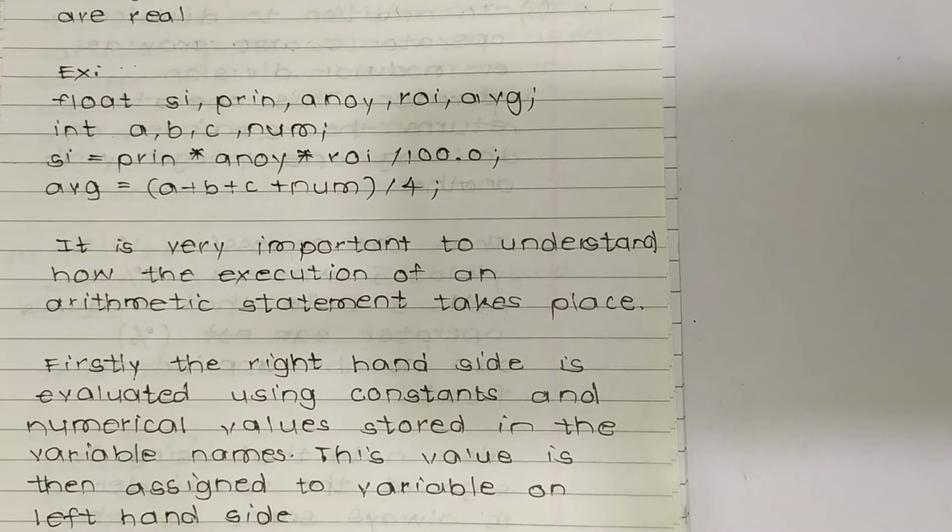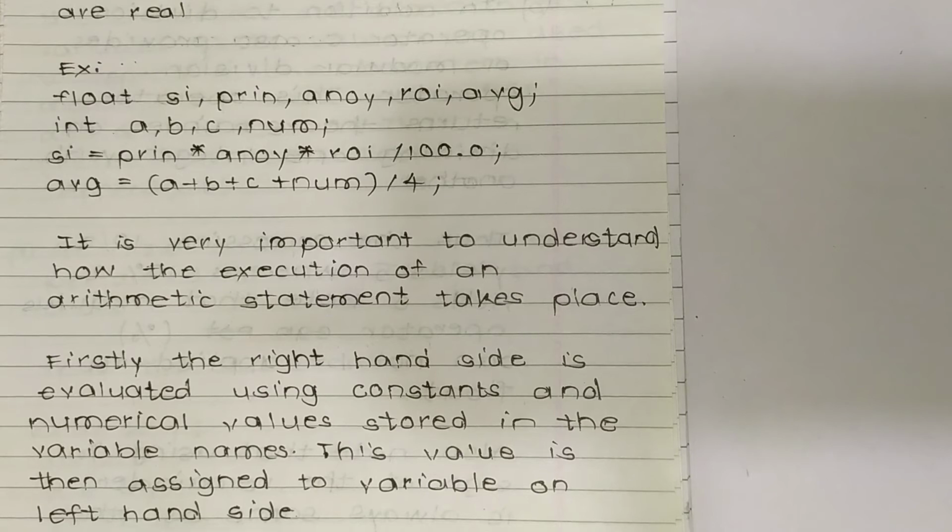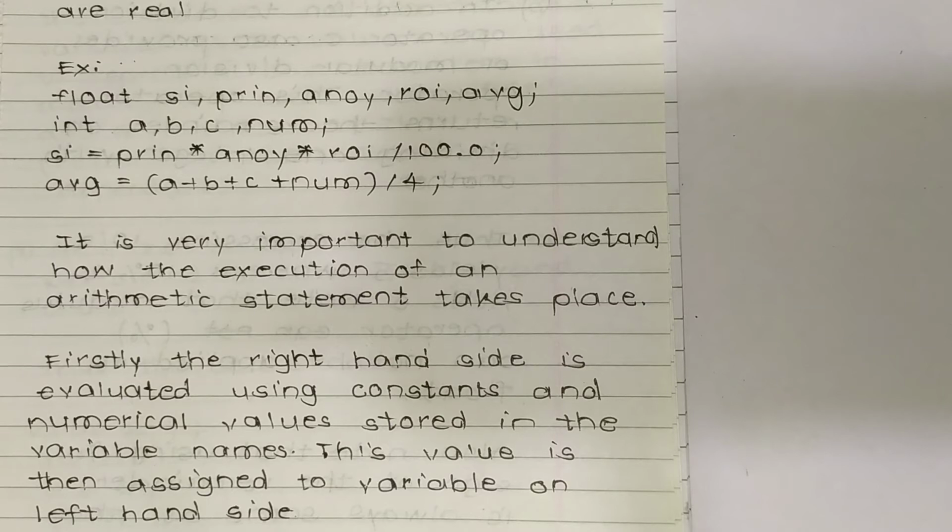It is very important to understand how the execution of an arithmetic statement takes place. Firstly, the right hand side is evaluated using constants and numerical values stored in the variable names. This value is then assigned to the variable on the left hand side. So first the execution is performed on the right hand side and then it is assigned to the left hand side.